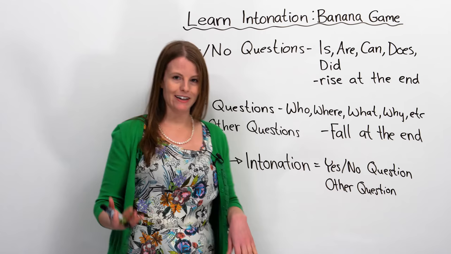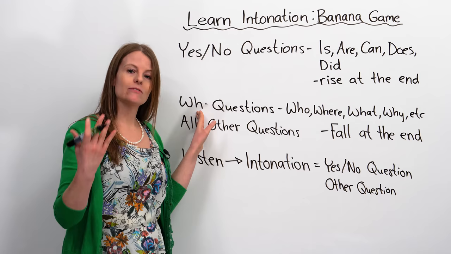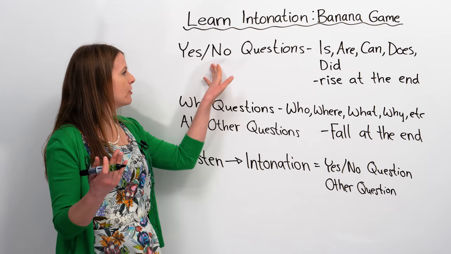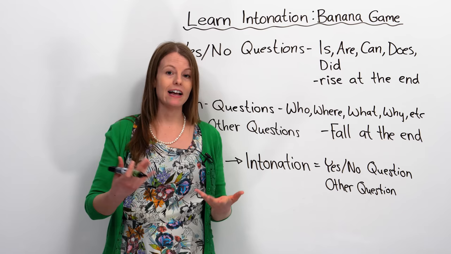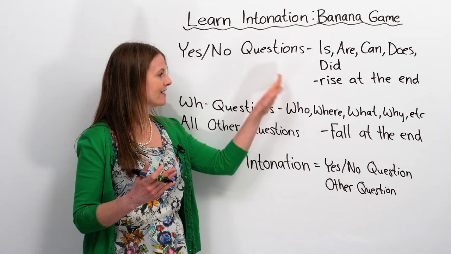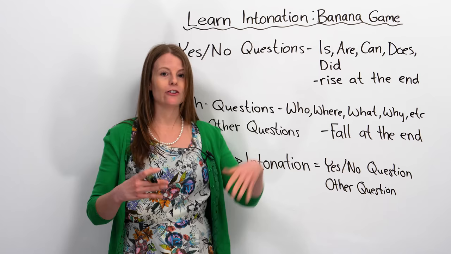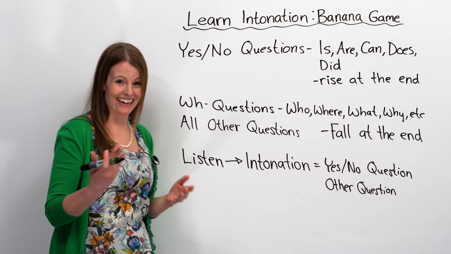Okay, so before we start, I just want to remind you about the difference in intonation with yes-no questions and WH questions or all other question types. So for yes-no questions, these are questions that usually begin with words like is, are, can, does, did. And the answer the person who's asking is expecting is either a yes or a no. In English, the intonation for a yes-no question is a rise at the end, so it goes up. So if my word banana was a yes-no question, it would sound like banana? Notice the rise at the end, banana? Okay, so that would be an example of a yes-no question.